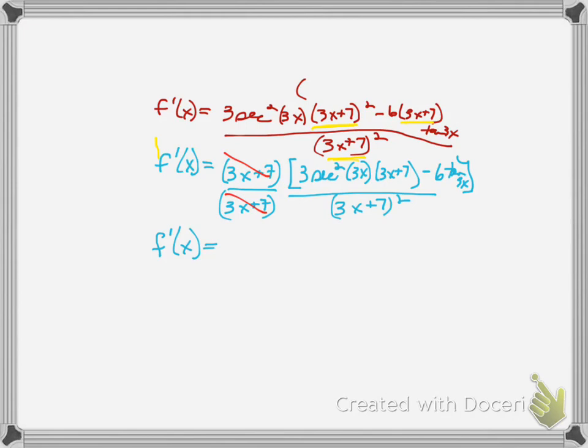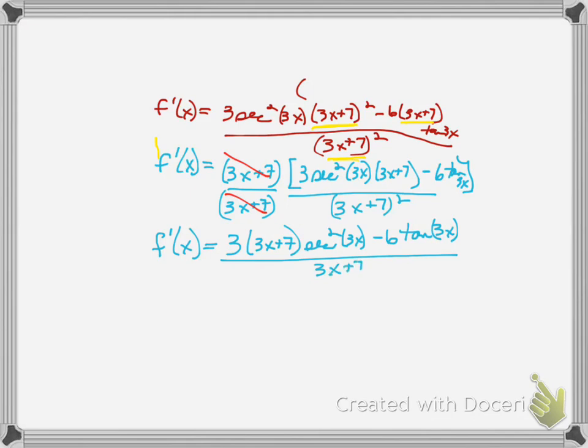So my final answer will be, so I'm going to bring that 3x plus 7 up in the front. I think it looks better up in the front. And this is secant squared 3x minus 6 tan 3x all over, whoop, I wanted to only have this 3x plus 7 to the first power. So let me erase that. There you go. That works. So that is a good final answer.